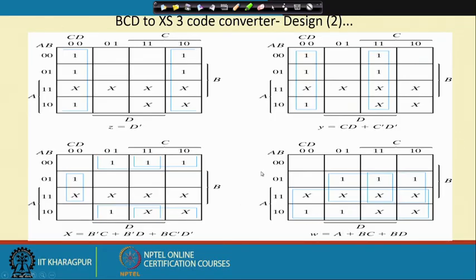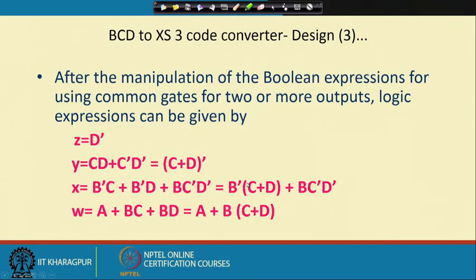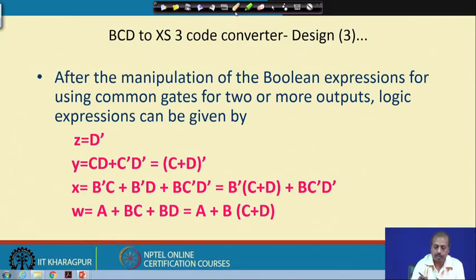So, I can design a logic circuit for this W, X, Y and Z and get this BCD to XS3 conversion. After manipulation of these Boolean expressions using common gates for 2 or more outputs, the logic expressions are given by this. So, Y is CD plus C bar D bar. Though written as plus, this is actually one XNOR function, an XNOR gate.